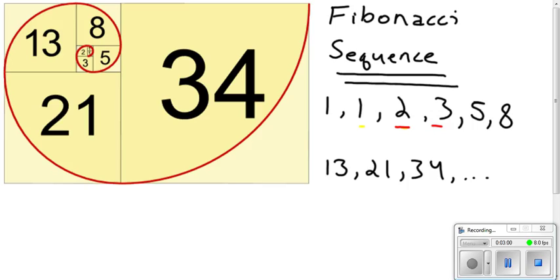If we start here with a small square of 1 by 1, and another 1 by 1 square, and just go from corner to corner, then add a square that is 2 by 2, then a 3 by 3. I should do this in a different color. 3 by 3, 5 by 5, 8 by 8, 13 by 13, and so on. This creates our Fibonacci spiral. And it all came from these numbers, the Fibonacci sequence.